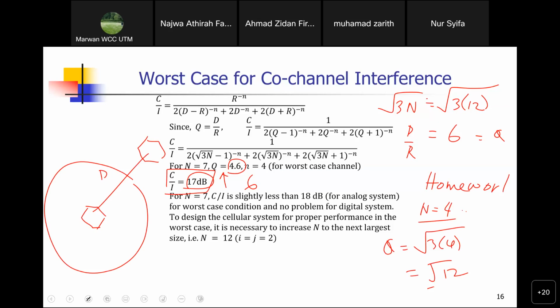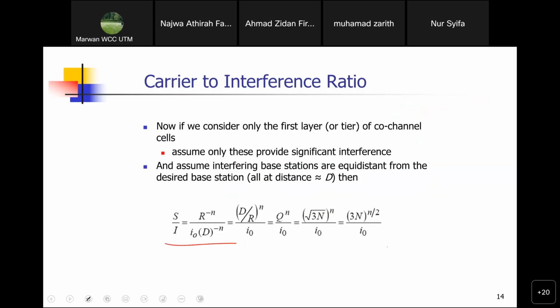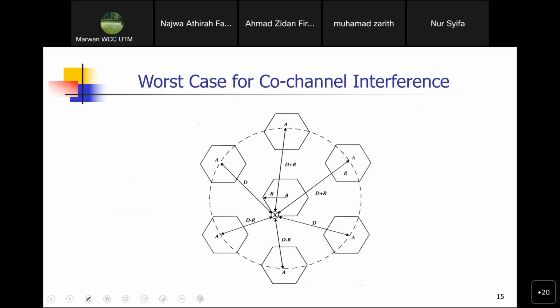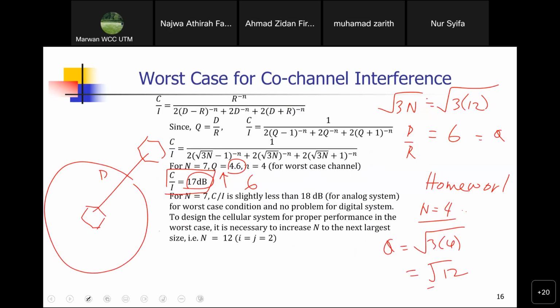The best approach is to compute C over I for the worst case scenario, which is when the user is at the border. You can check that C over I is 17 dB, and if you use the simple approximation, it is actually higher than 17 dB, because that is not the worst case scenario. It is just the approximation that all co-channels have the same distance D. When we consider the worst case scenario, we have three groups of distance: D minus R, D, and D plus R.